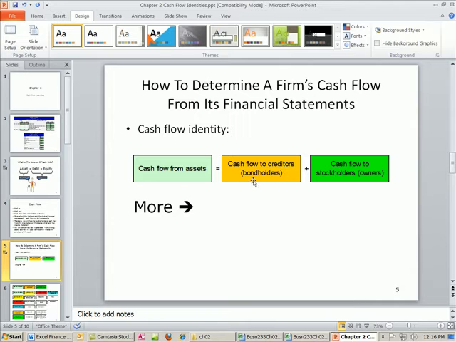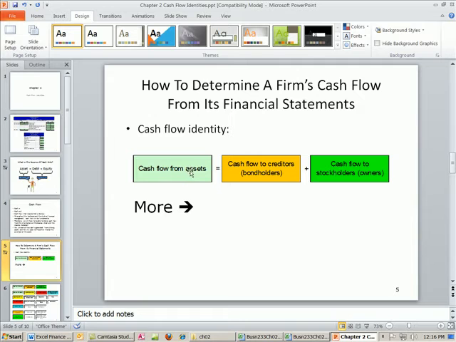So if we pay interest or we pay back a loan, that's cash actually going to the creditors. Cash flow to stockholders. So if we pay dividends, right? So if there's a big fat positive over here, we're going to pay some of it out to creditors for interest, some of it out in dividends.